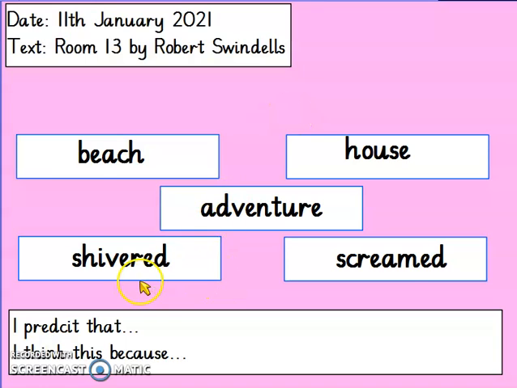I'm looking at these 2 words down here, shivered and screamed. Now they're both verbs and they could mean different things. Shivered could mean she goes on a trip and it's cold, so because she's shivering because she's cold. Could also mean that she's nervous about something. If we look at the word screamed, it could mean that she's screaming in horror. Or, because she's at the beach, she could be on a fair, so she could have screamed in delight.